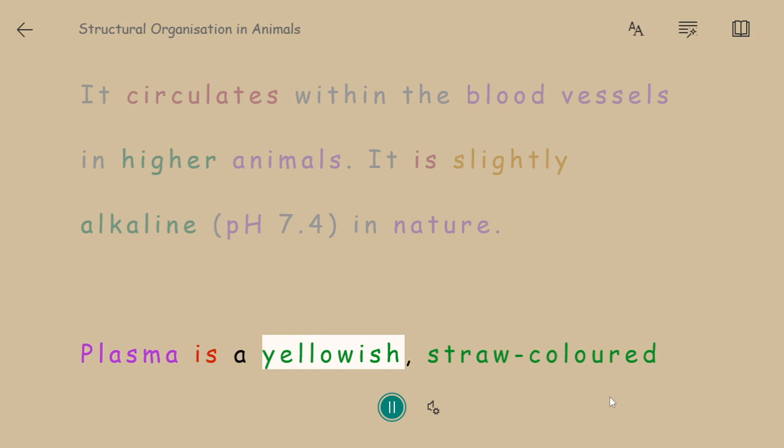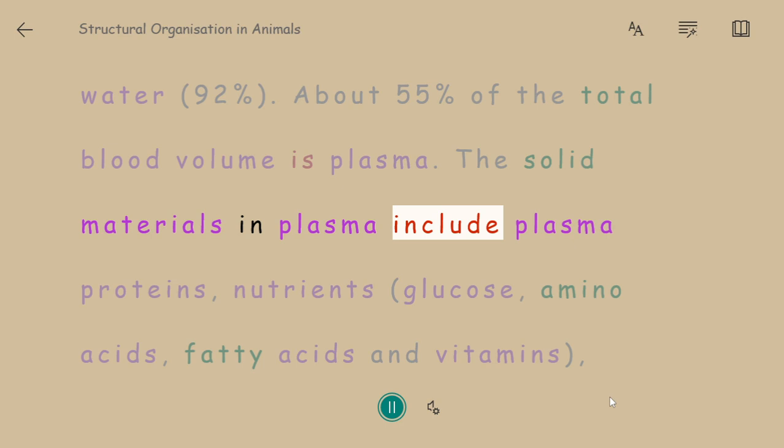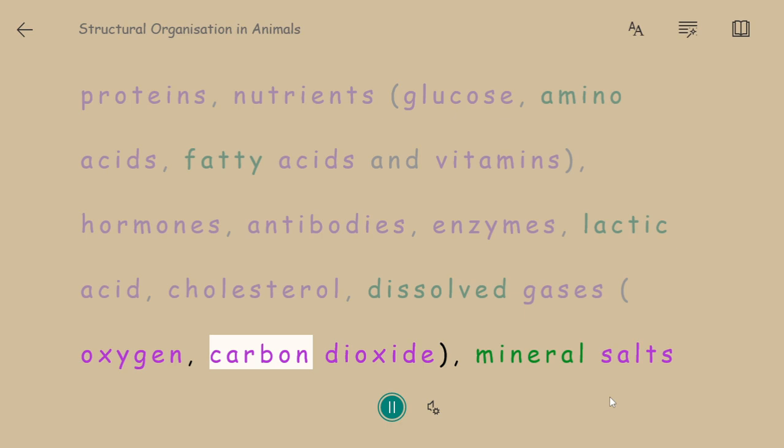Plasma is a yellowish, straw-colored liquid which is composed mainly of water, 92%. About 55% of the total blood volume is plasma. The solid materials in plasma include plasma proteins, nutrients, glucose, amino acids, fatty acids and vitamins, hormones, antibodies, enzymes, lactic acid, cholesterol, dissolved gases, oxygen, carbon dioxide, mineral salts and waste products, urea, uric acid and creatinine.